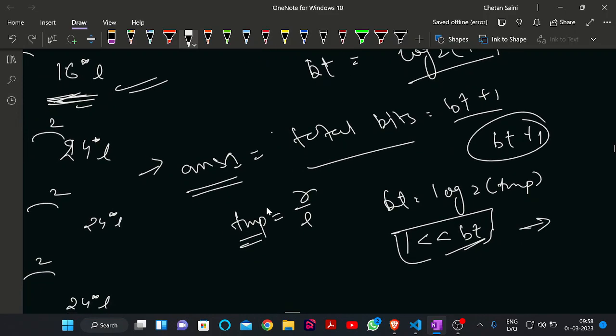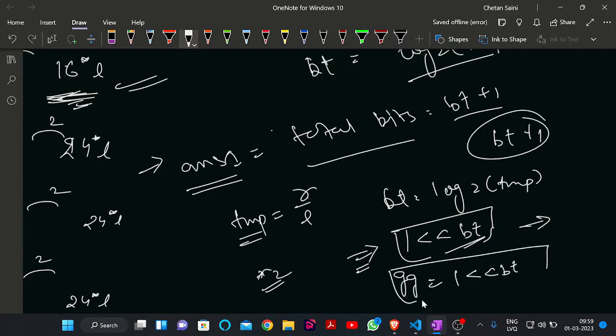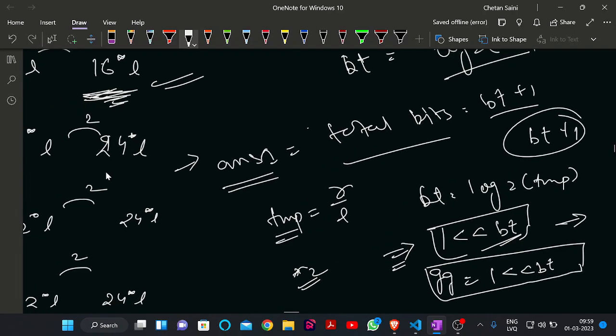So if we want to find what our last number will be if we multiply every time with 2, that will be this. If we multiply every time with 2, just call g equal to 1 shifted by bt. This will give us this. Then we have to check that this is also in our range.